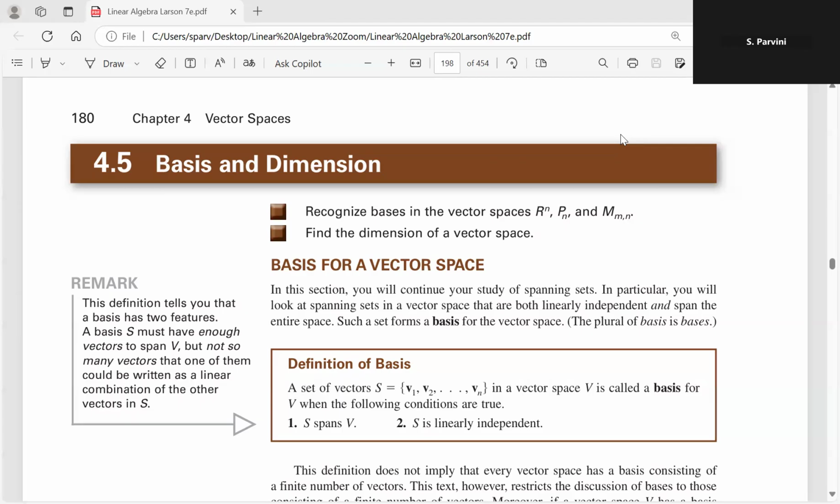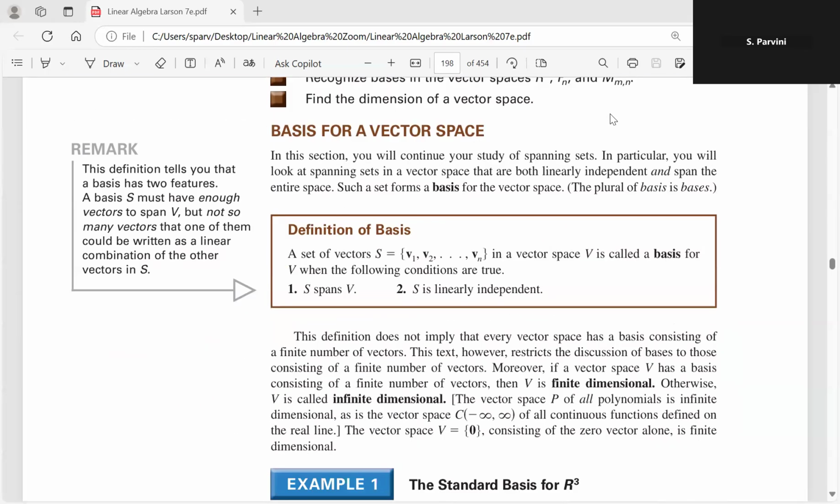So first, what is the definition of a basis? Very simple. Suppose we again have a set of vectors in the vector space. This set is called a basis when the following conditions are true. In order for that set to form a basis for the vector space, these two things must hold. One, the set must span V.